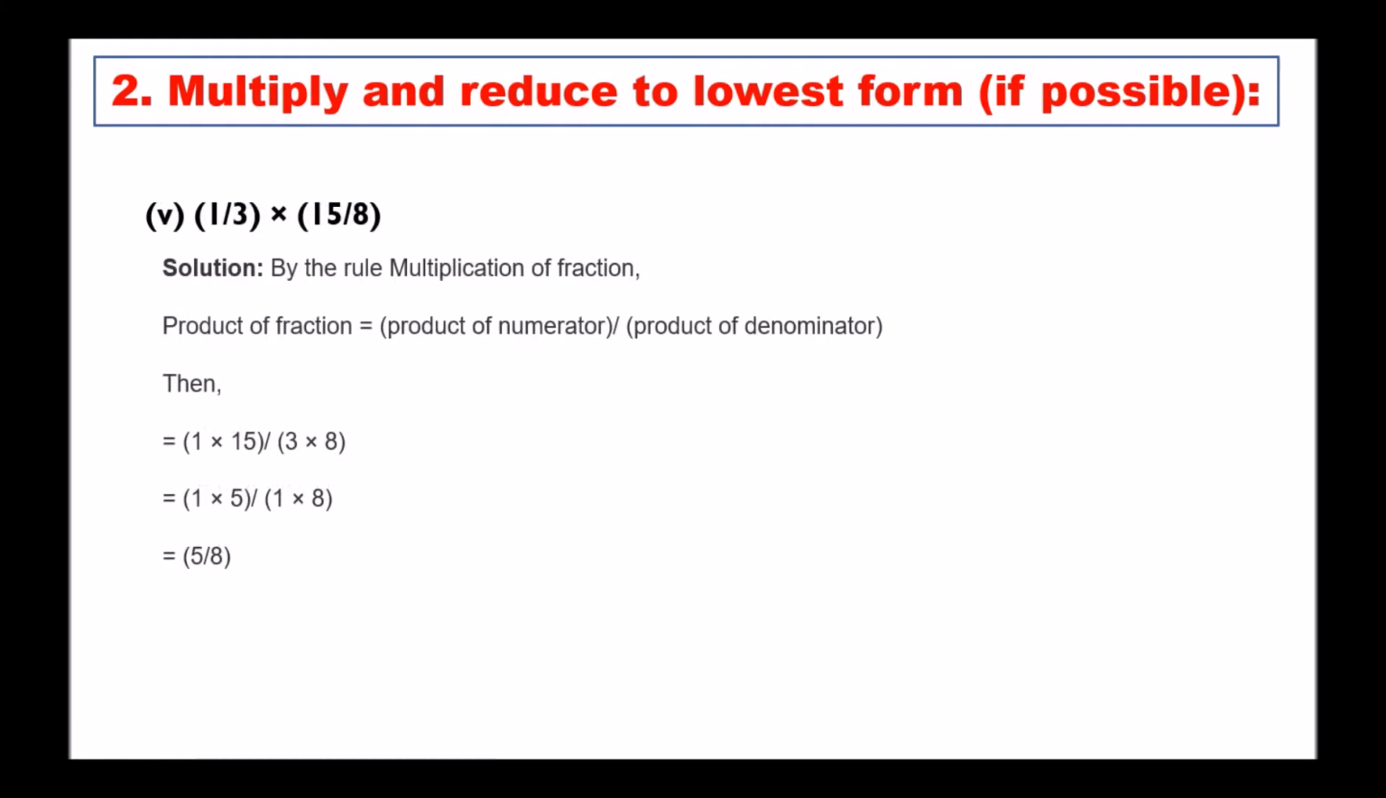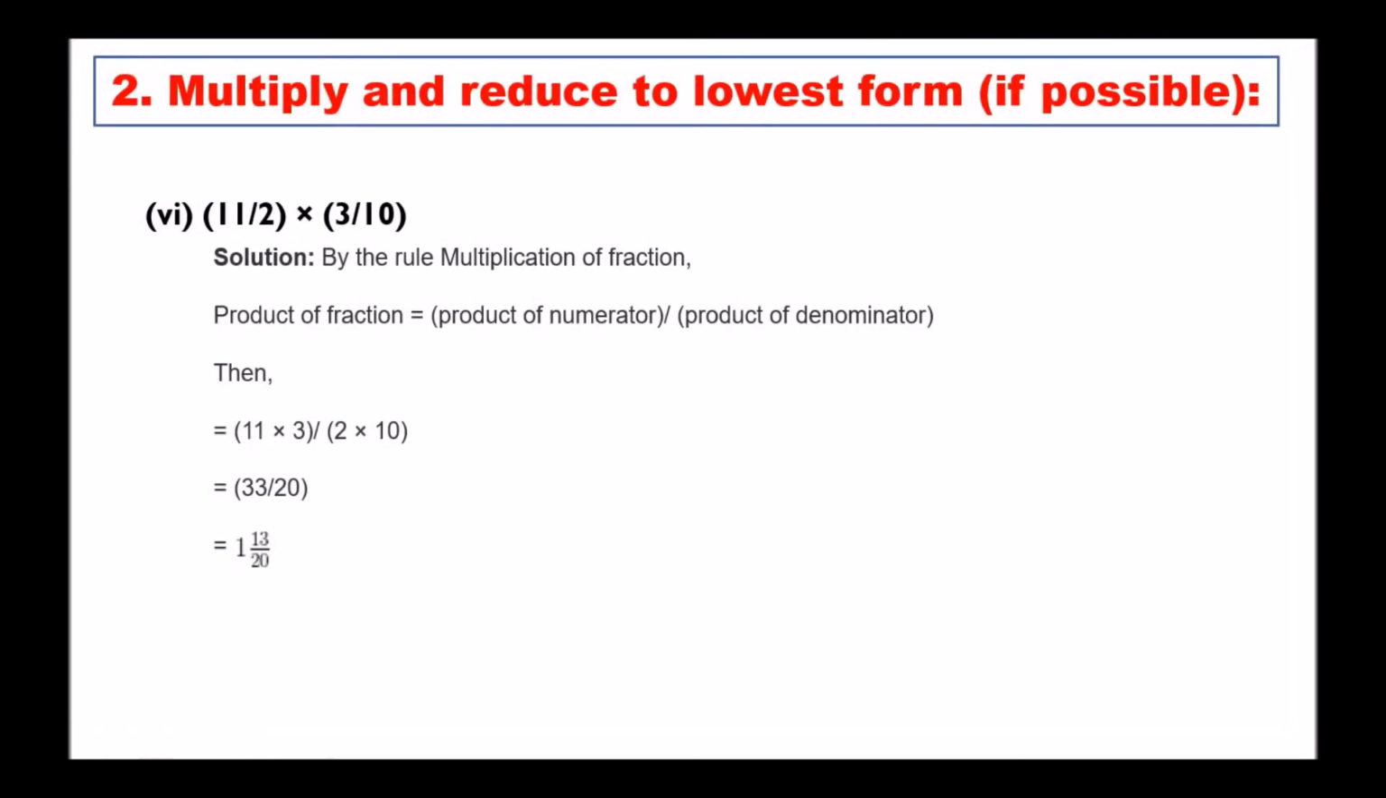Next, 1 by 3 into 15 by 8. Same way we will do with the rule of multiplication. The formula is product of fraction equals to product of numerator divided by product of denominator. So numerators are 1 and 15. So 1 into 15. And denominator is 3 into 8. Okay, we can cut 15 and 3. So it will become 5 and 1. So 1 into 5 is 5 and 1 into 8 is 8. So answer is 5 upon 8.